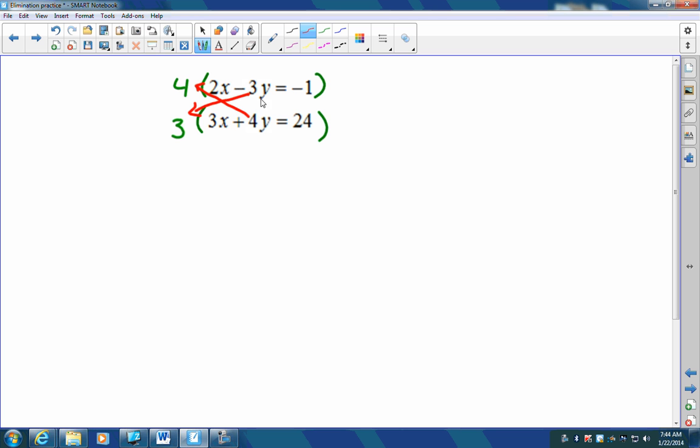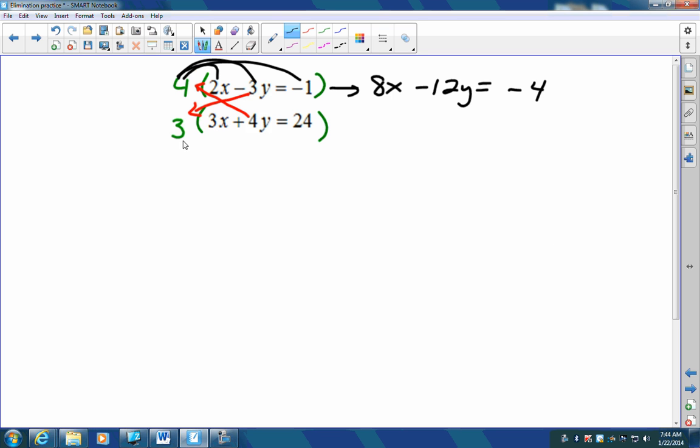Okay, I want to get rid of the y's. One's negative, one's positive, so I take this 3 and multiply it by the bottom equation. And then I'll take a 4 and multiply it here. When we rewrite it, 4 times 2x is 8x. 4 times negative 3y is negative 12y equals 4 times negative 1 is negative 4.